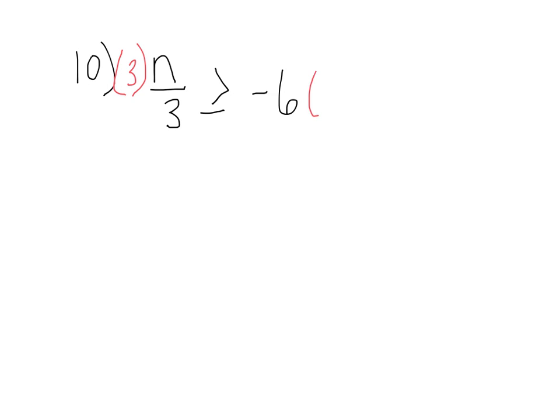Let's look at number 10. Problem number 10 says n divided by 3 is greater than or equal to -6. Again, when we're solving for n, we're going to do the opposite of what we're seeing. So the opposite of dividing both sides by 3 would be to multiply both sides by 3. So I'm left with n is greater than or equal to -6 times a positive 3 is a -18.